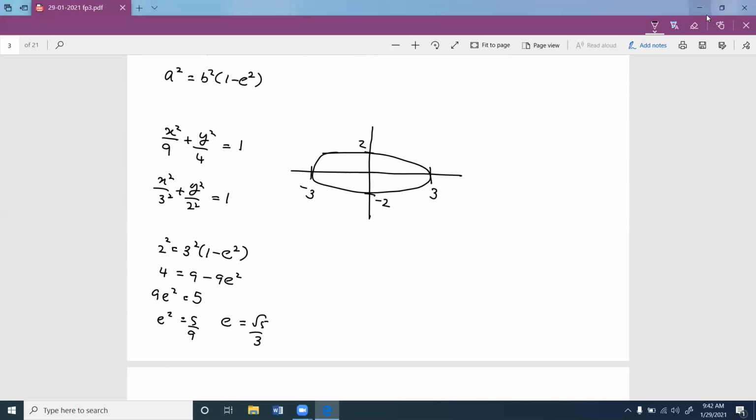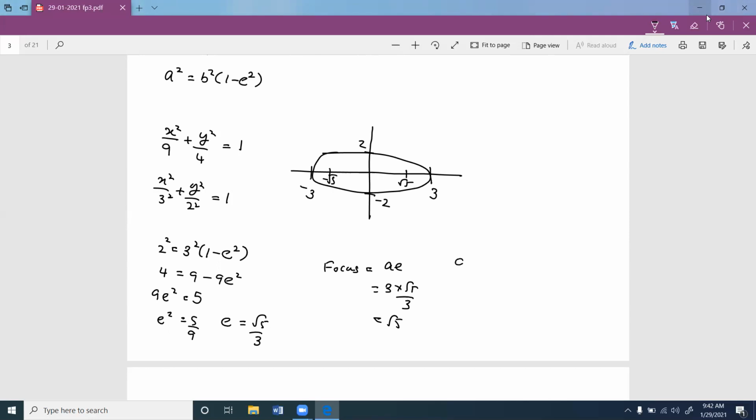Right. Then the focus. Focus is equal to ae. That is, a is 3 times root 5 over 3, which turns out to be root 5. So here the focus becomes root 5, and this is minus root 5.